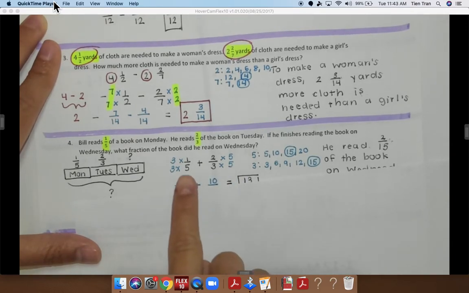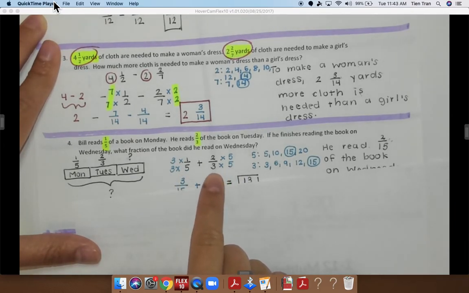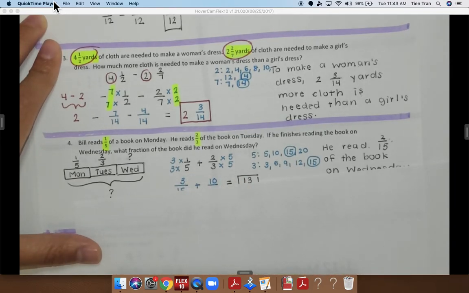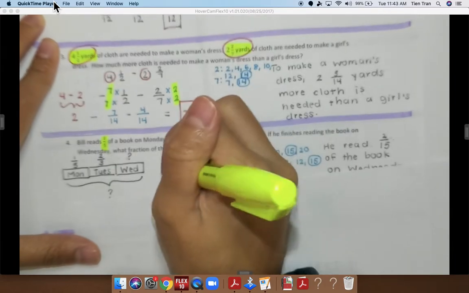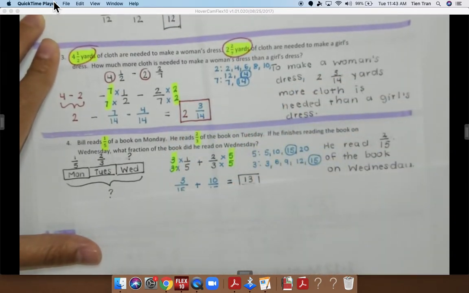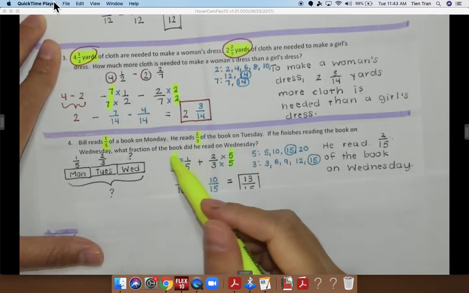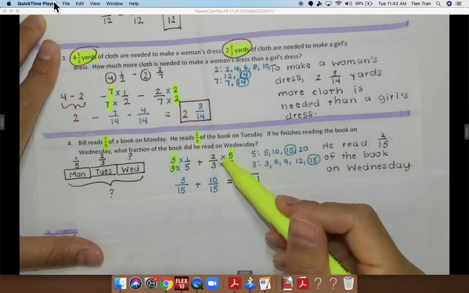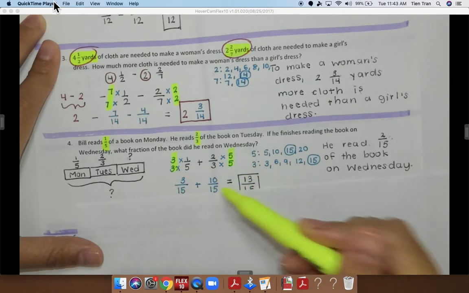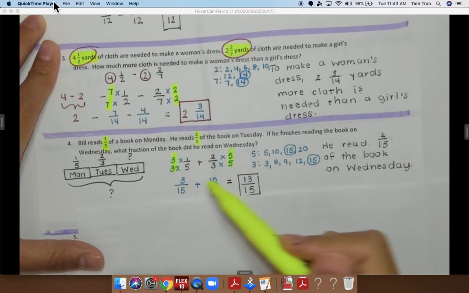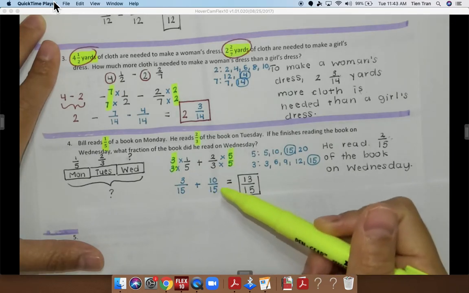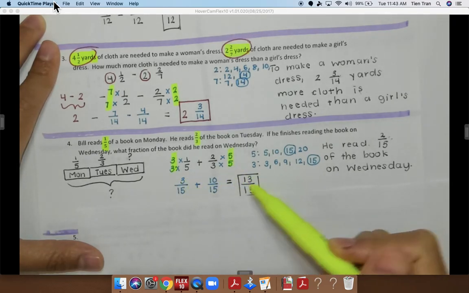Now, I need to find the common multiple for 5 and for 3, and that is going to be 15. So I multiplied 5 times 3 to get 15, and on this side I multiplied 3 times 5 to get 15. So now 3 times 1 is equal to 3, and 3 times 5 is 15. 2 times 5 is 10, and 3 times 5 is 15. Now I'm going to add the numbers together because I have the same like units on the bottom. 3 plus 10 is equal to 13, and my denominator is 15.